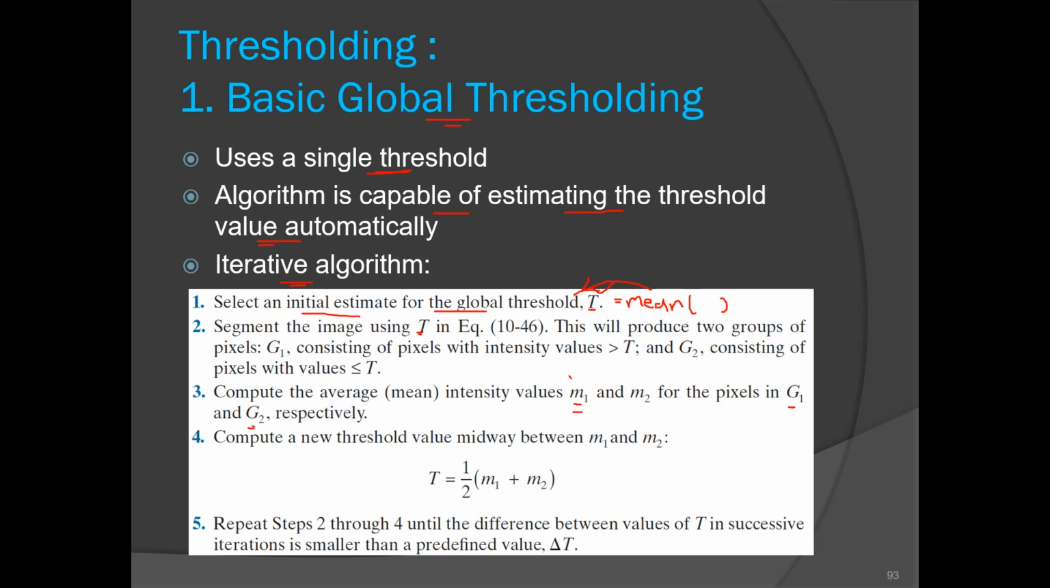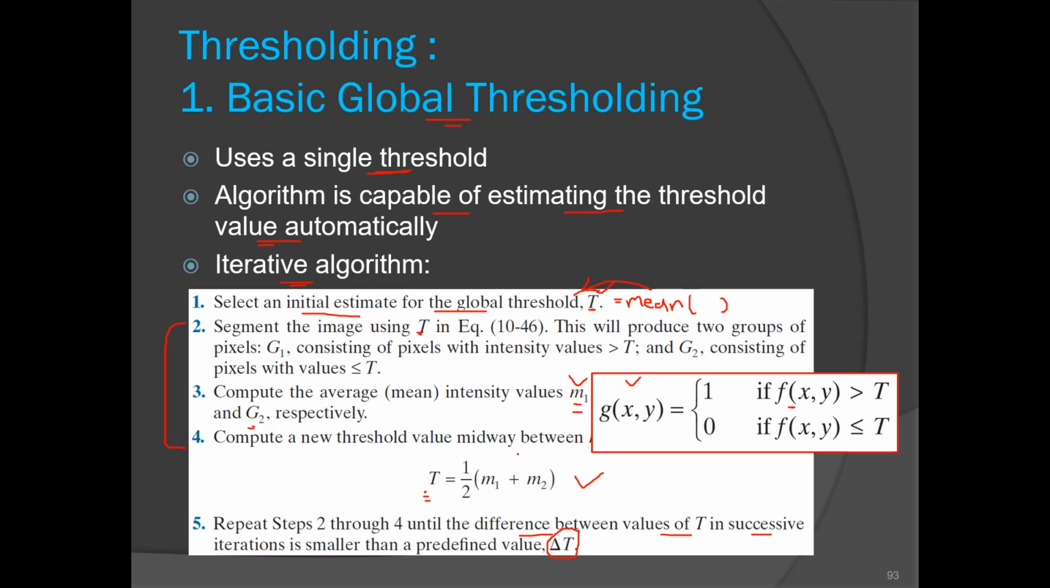So we'll calculate the mean of those pixels, and then we'll update the value of T using this expression. Okay, we will find the average of these two means. Okay, and this is the iterative process. So then we will repeat steps 2 to 4 until the difference between the values of T in successive iterations is smaller than a predefined value delta T. So we have to decide this value. Okay, if it is smaller than this delta T, then we will stop.